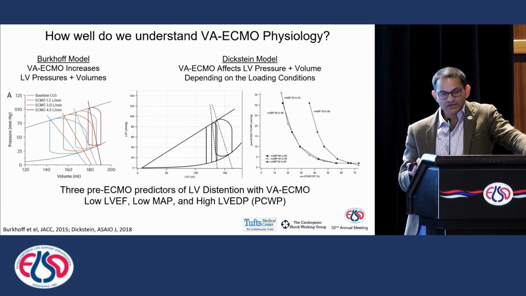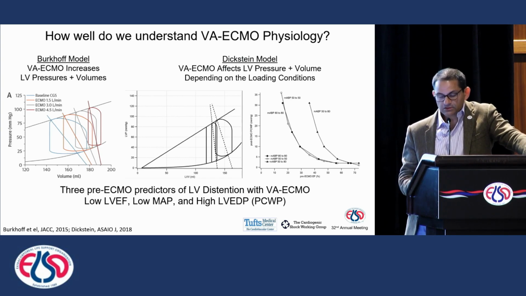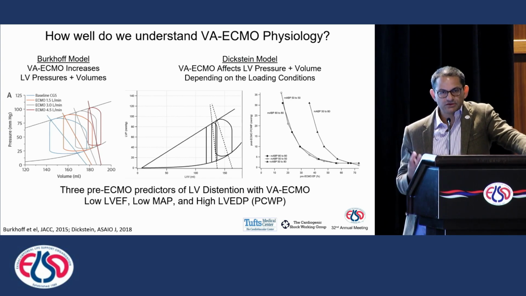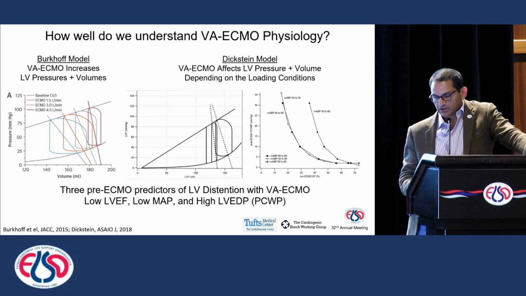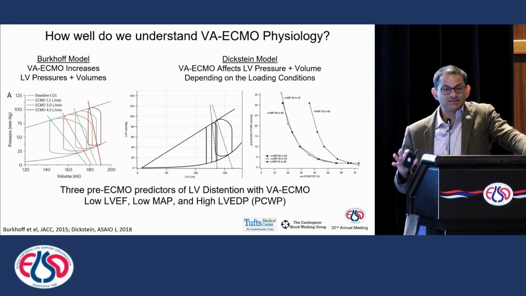But we use 3 pre-ECMO predictors of whether or not you're going to develop LV distension with VA ECMO. The first is your pre-ECMO EF. The second is your pre-ECMO MAP. And the third is your pre-ECMO filling pressure, your LV-EDP or wedge pressure. If you have a low EF, low MAP, and high EDP, the likelihood of developing LV distension starts to go up. And I think that also has to factor into what your central venous volume is. With a low RA pressure versus a high RA pressure, a lot of that can be modulated.